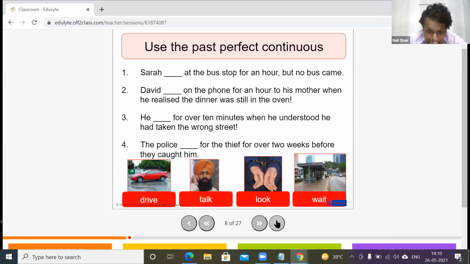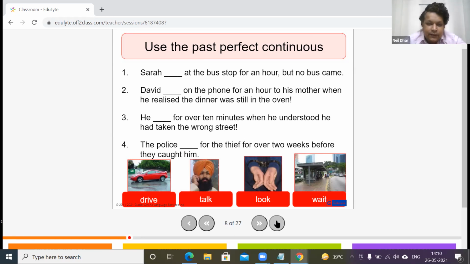Next. David talked on the phone for an hour to his mother when he realized the dinner was still in the oven. So would we use talk here? Talk is the correct one, but will we add the past tense to this? David talked on the phone for an hour to his mother when he realized dinner was still in the oven. So we'll add ed, talked, because again, it's in the past.